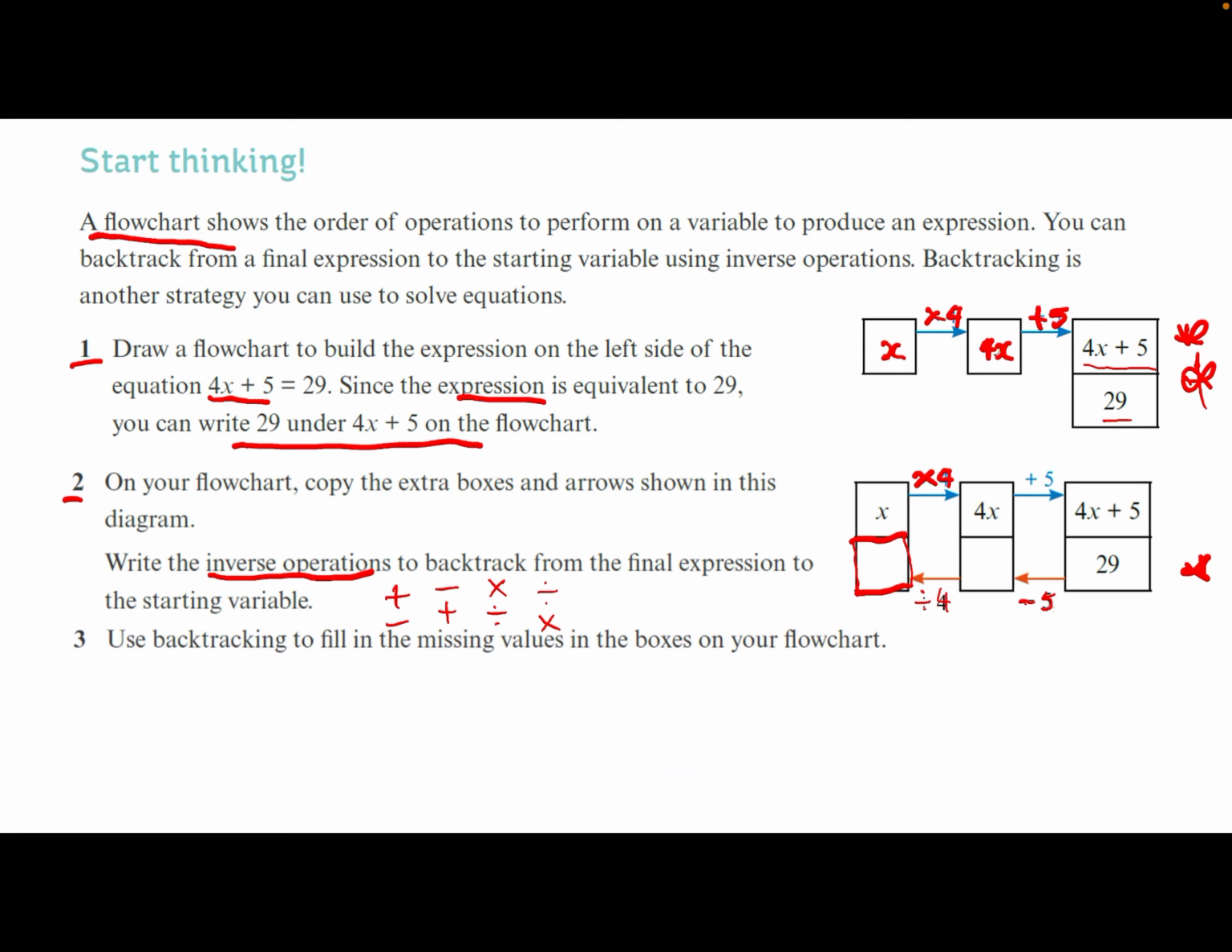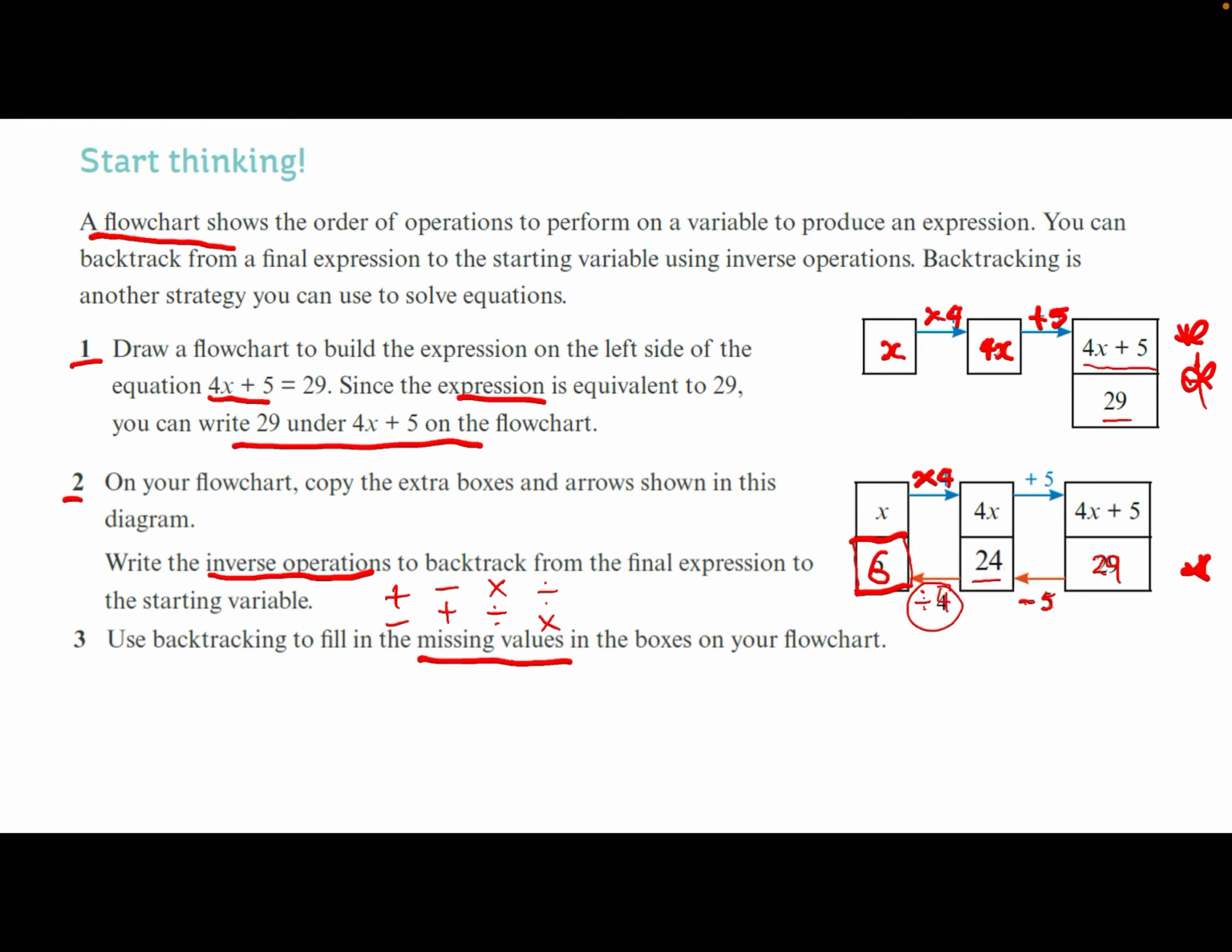So then we use backtracking to fill in the missing values. I'll bring up the next bit. So yeah, we have 29 and then we minus 5, which gives us 24. 24 divided by 4 gives us 6. Let's see if that pops up.